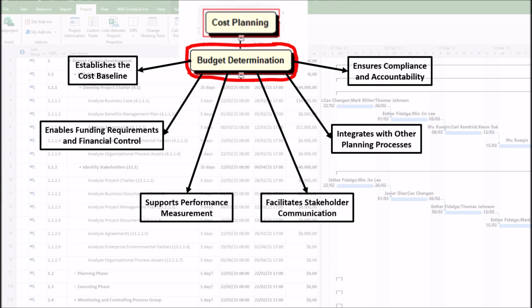6. Ensures compliance and accountability. Organizations often require a formal budget for audit, governance, and regulatory compliance. It holds project managers accountable for financial discipline.